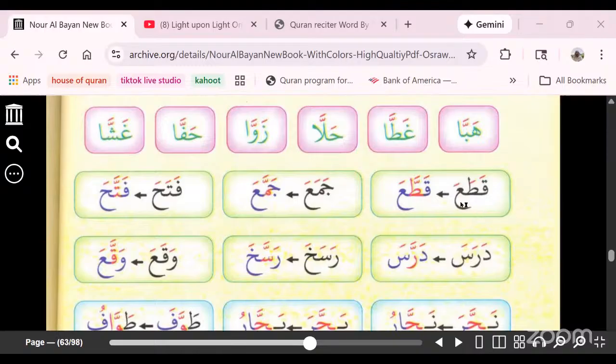So you have three-letter words. The first three-letter words have no shadda. The second three-letter words have shadda. So you have to pronounce them in such a way that I can feel the difference between the two, the one without shadda and the one with shadda. Don't worry, it's easy peasy.